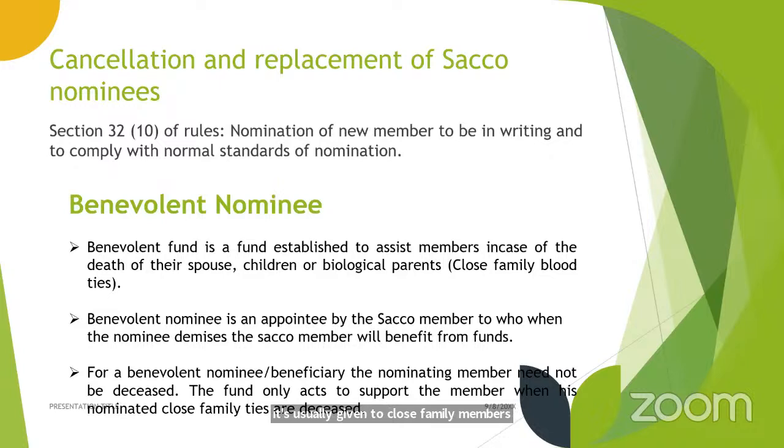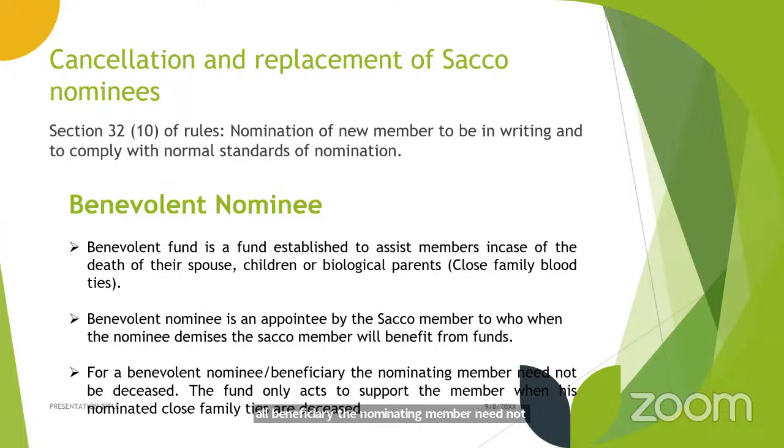So a benevolent nominee is an appointee by the SACCO member, such that when the nominee dies, the SACCO member will benefit from the funds. And this is the distinction between the benevolent nominee and a nominee by a member for the benefit of getting the proceeds and shares in the SACCO. The difference is that for a benevolent nominee or beneficiary, the nominating member need not be deceased.